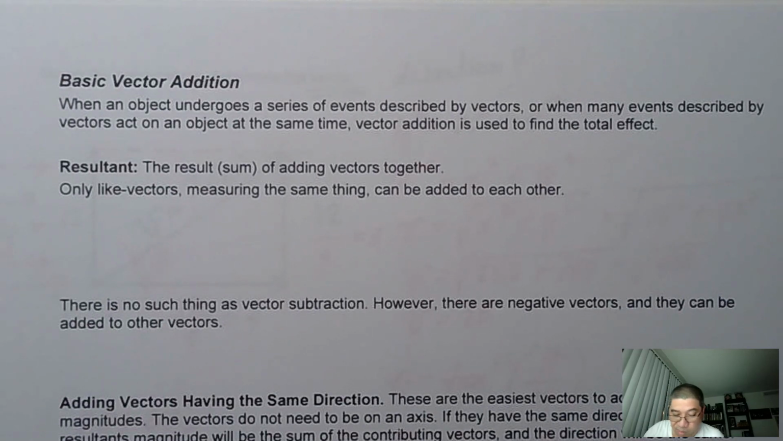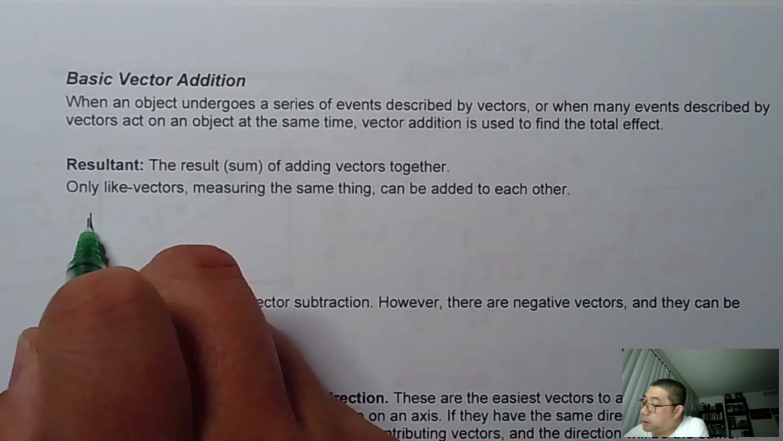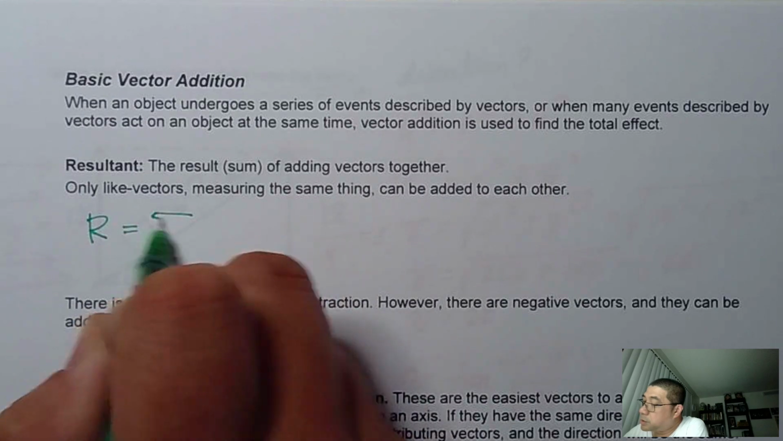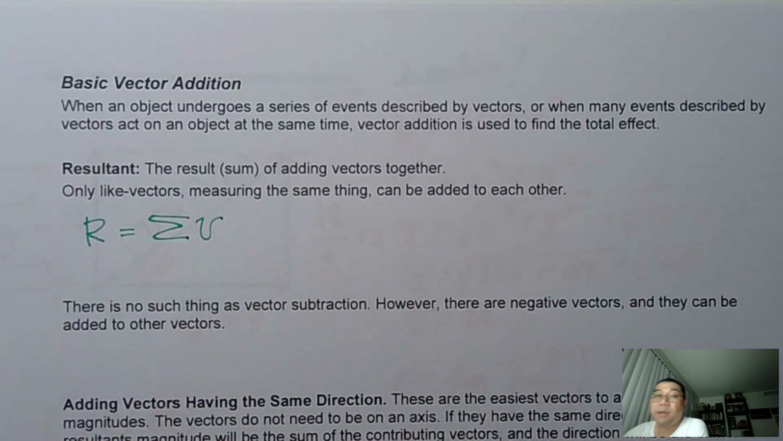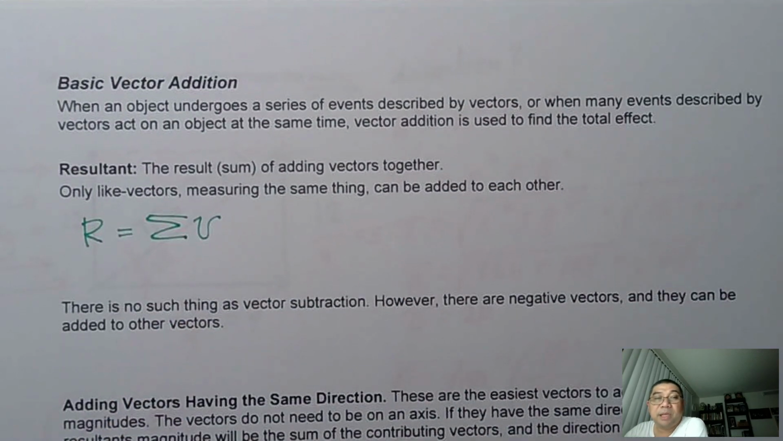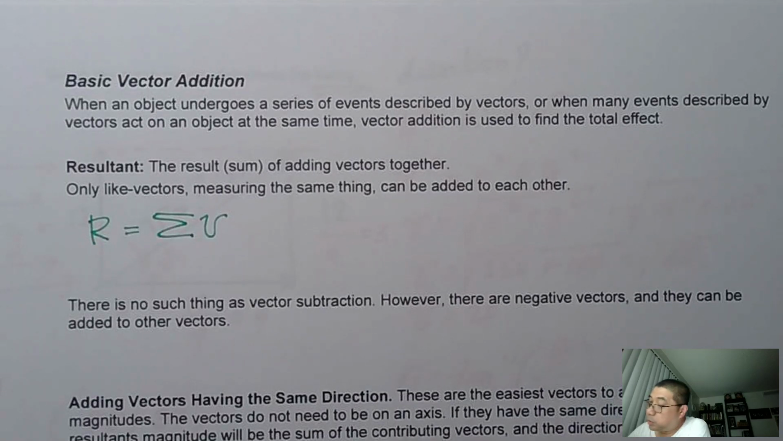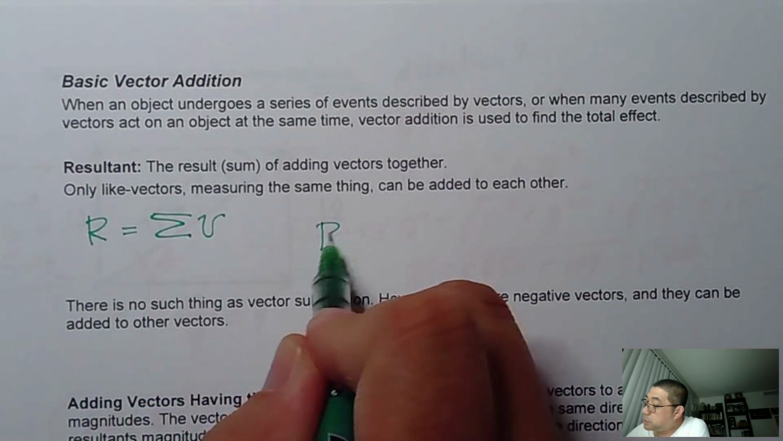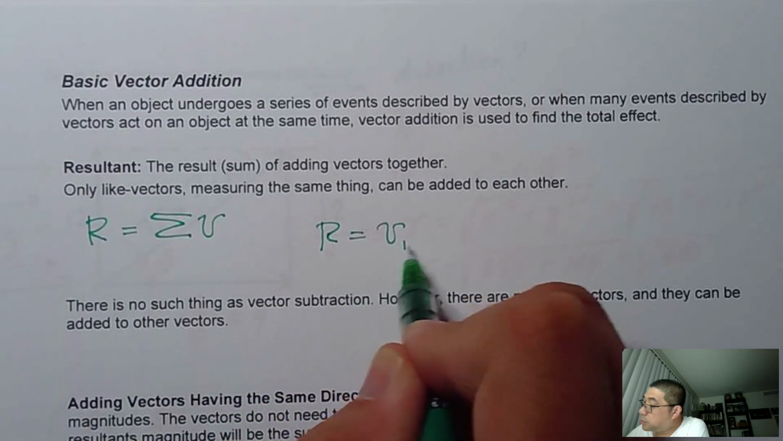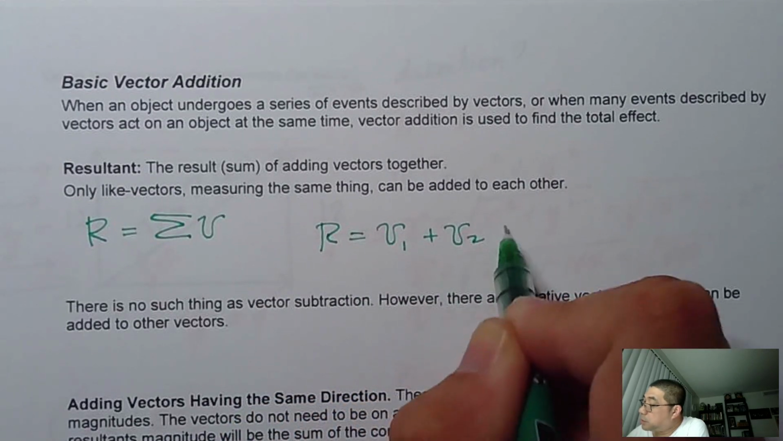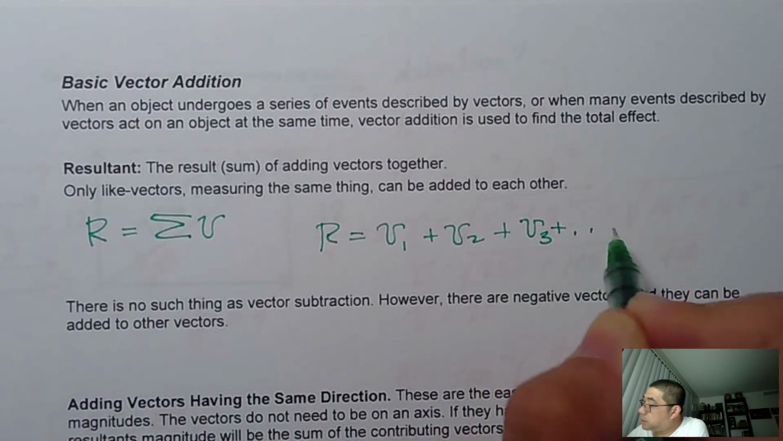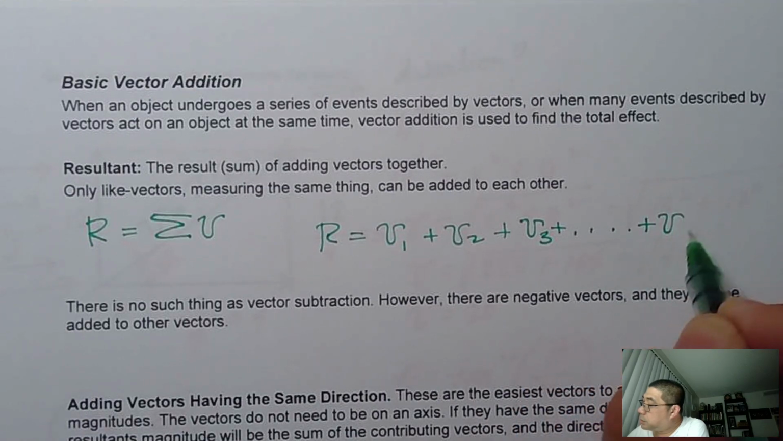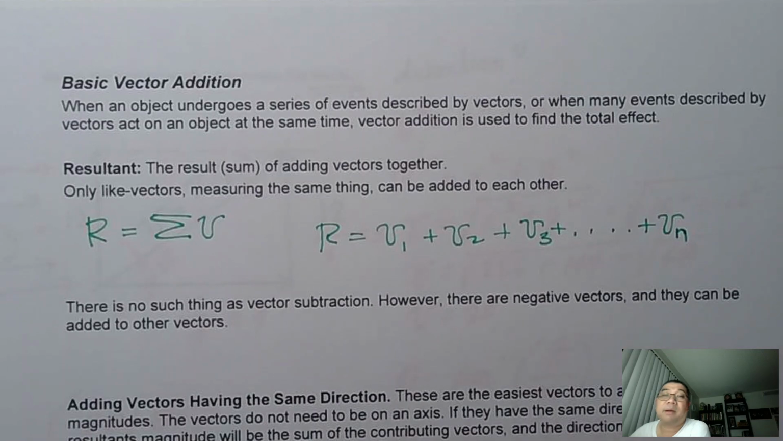So you've seen this in the College Board video. The resultant R is simply the summation, which is the symbol for sigma. The summation of all the vectors. Okay? The summation of all the vectors. So meaning you add all the vectors. So I could say the resultant is simply vector 1 plus vector 2 plus vector 3 plus dot dot dot all the way to vector n.